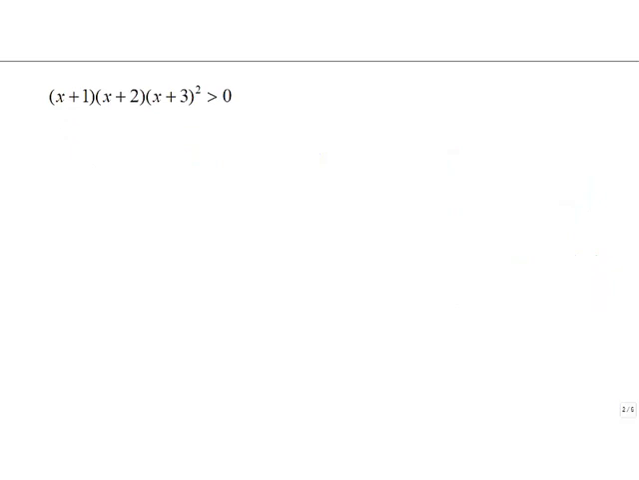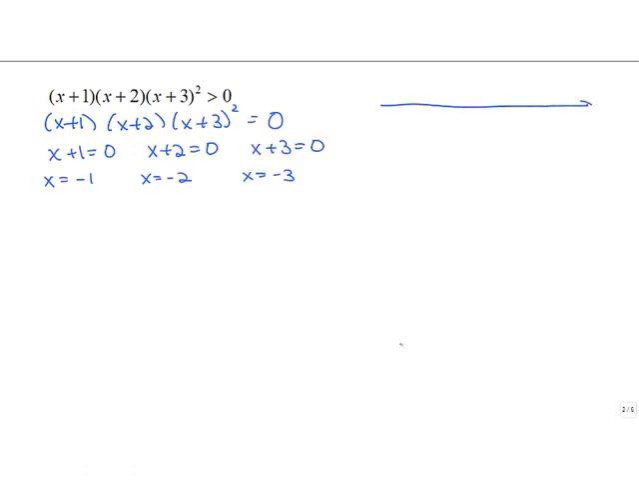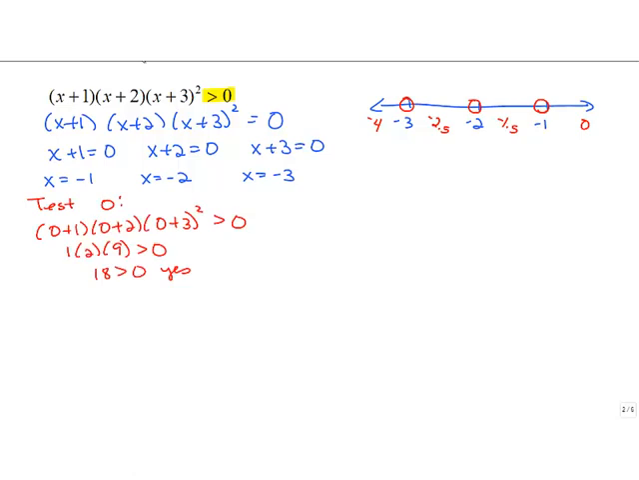This problem is just like the previous one. It is in standard form and already factored. We just need to solve the corresponding equation. Place the values on a number line and choose a number in each interval. This time I have to choose decimals or fractions. I start the testing procedure.